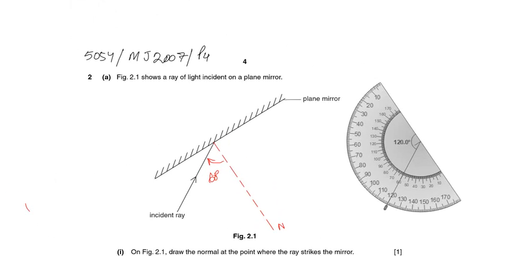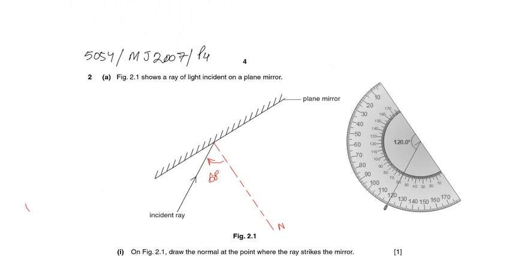5054 June 2007 paper 4. This is ATP automated electrical. This question is about reflection of light. Question number 2. The figure shows a ray of light incident on a plane mirror.